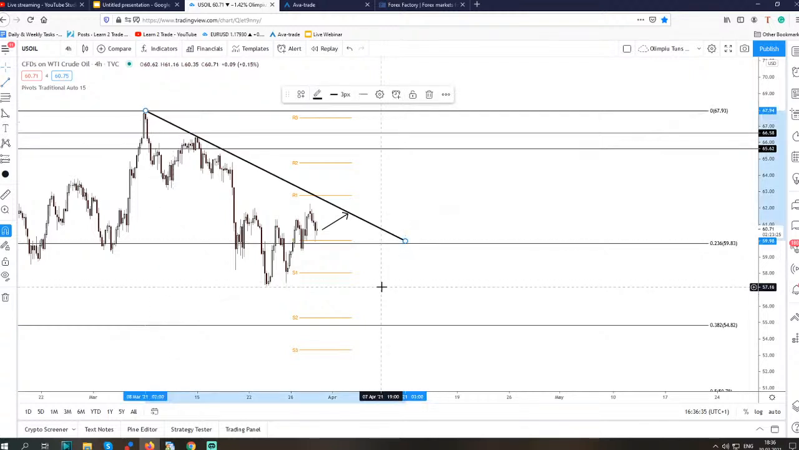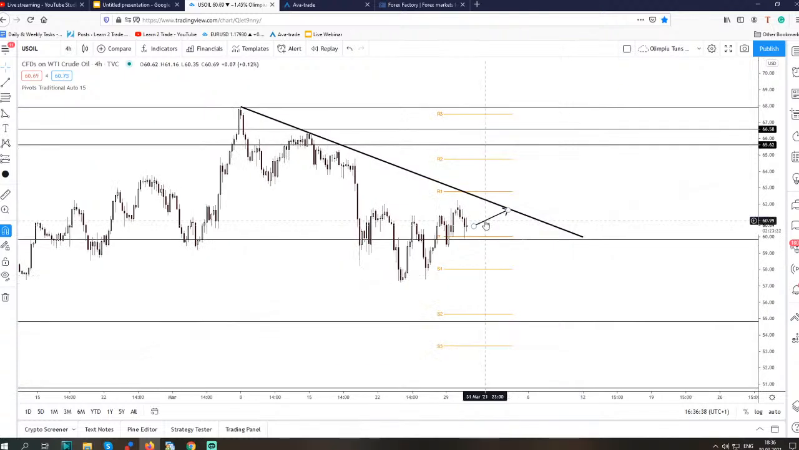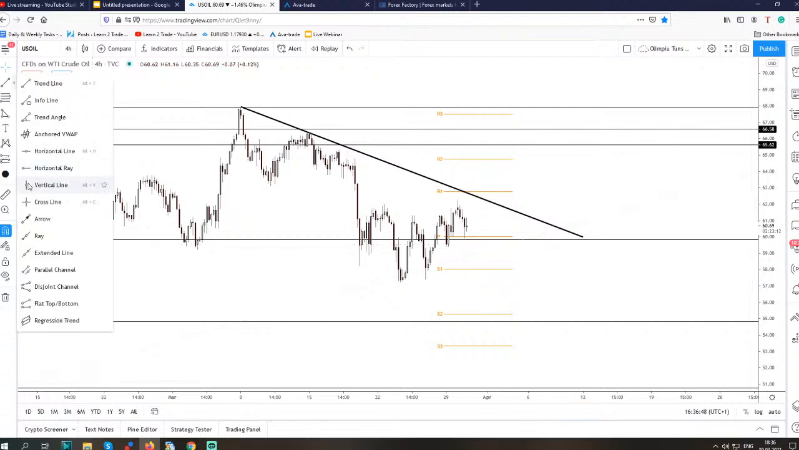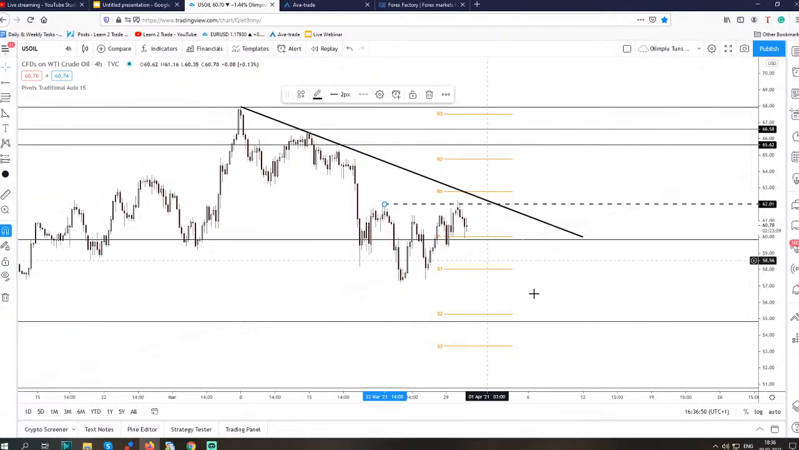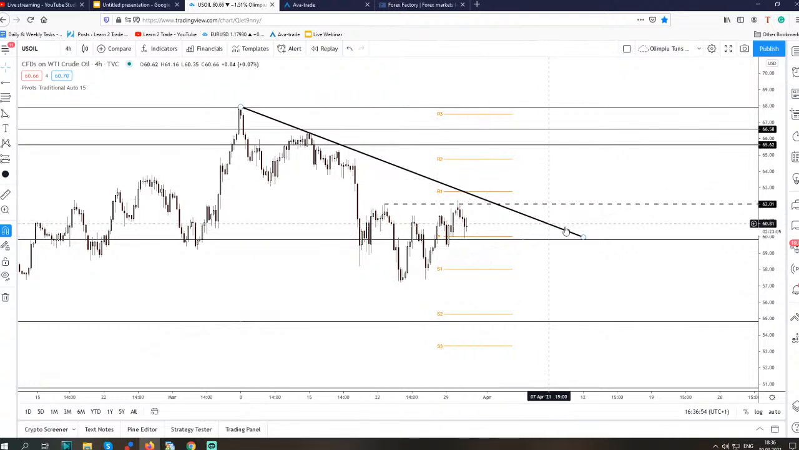Personally, I would like to see here also a breakout above this minor downtrend line, okay, to get a confirmation. And also, if the price jumps above this downtrend line, above 62.01, maybe a valid breakout here above R1 will really get a confirmation that the US oil will continue to increase, okay?